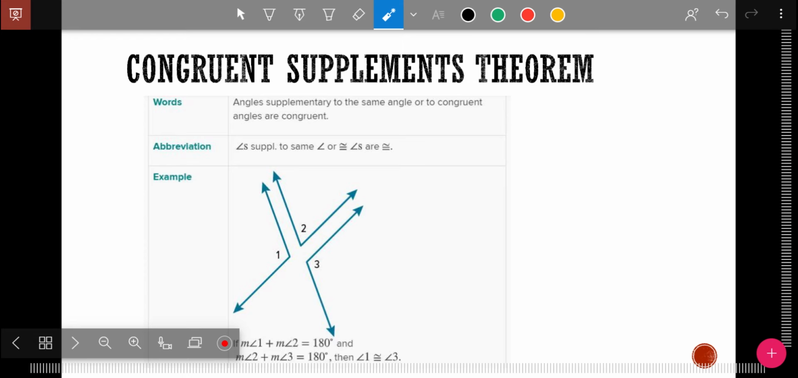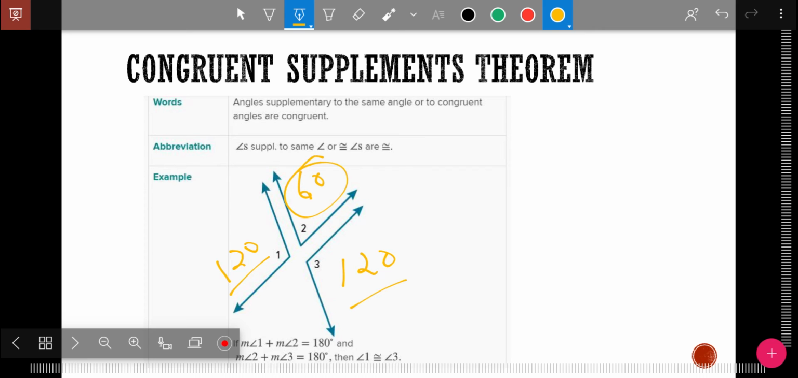Let's use some numbers here just to show this. If this is 120, then this is 60. All right, because these two have to make 180. Well, if these two have to make 180, what does this one have to be? 180 minus 60 is 120. So this one down here would have to be 120. So if 2 doesn't change and they're both supplements, then these two have to be the same to make 180. And so if two angles are supplementary to the same angle, they're congruent.